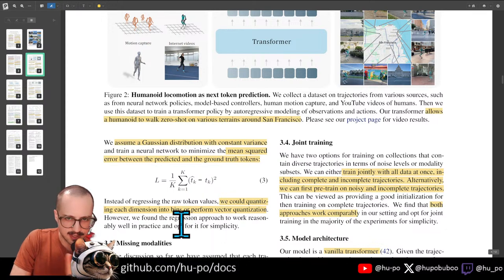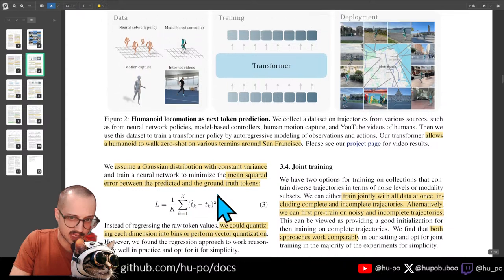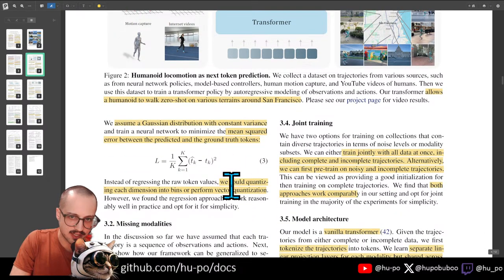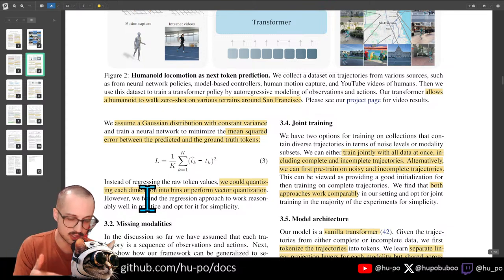So this is an interesting little detail here, right? Usually what people do in these autoregressive next token prediction approaches is that they will quantize the tokens. The space in which these tokens live, they'll use vector quantization to discretize it. And then once you discretize it, you'll have a limited vocabulary of tokens, and then you can turn this into a classification problem, right?